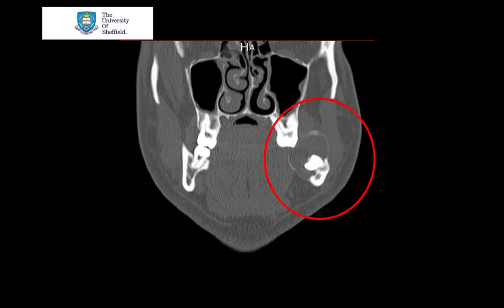Some of these will grow to an appreciable size, and you can see in this CT scan slice just how expansile they can be. If left to grow and develop, they will resorb a lot of bone and can get to quite a large size.